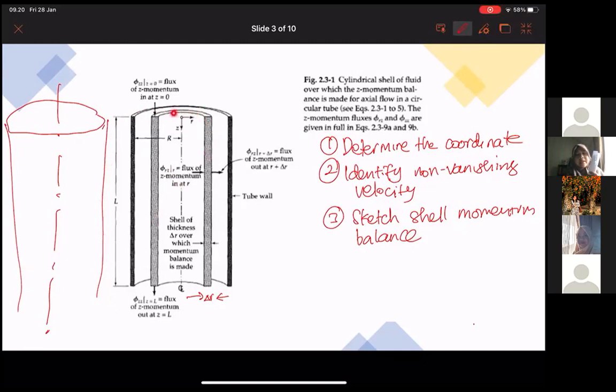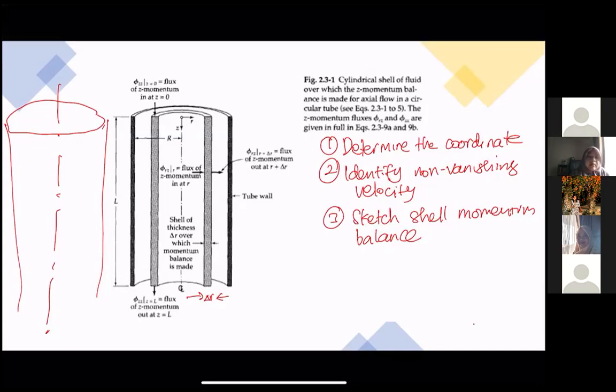And then the circumference, the length of this one, is 2πR, and the thickness is very small, but the thickness is delta R. So we sketch this shell momentum balance, and also we determine the coordinate, which is here the Z, and this is R. And after that, you have to sketch the shell momentum.